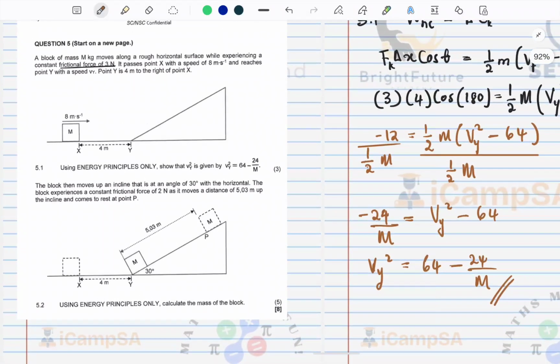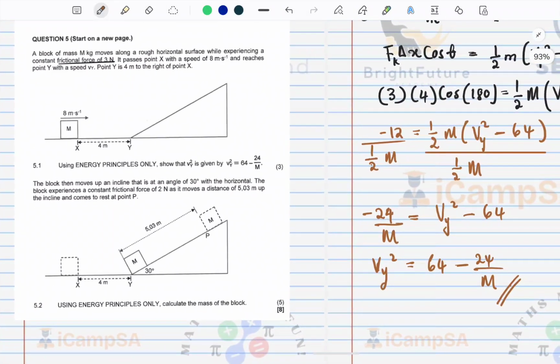We've gotten the 3 free marks. And then here they're asking: the block then moves up an incline at an angle of 30 degrees with the horizontal. The block experiences a constant frictional force of 2 newtons as it moves a distance of 5.03 meters up the incline and comes to rest at point P. Now they're saying again, using energy principles only, calculate the mass of the block.